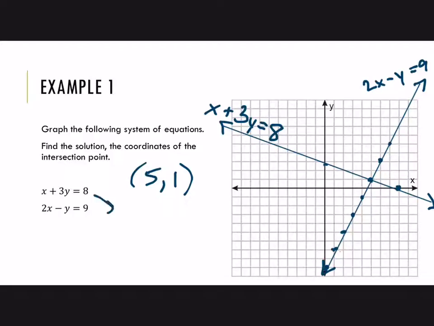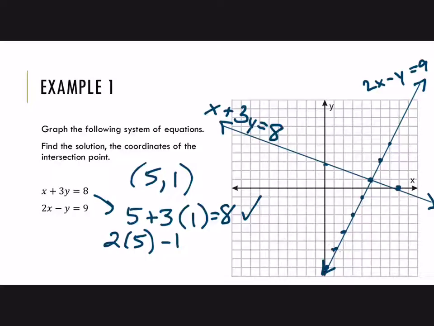So in the first one, to check this one, I would have 5 substituted for x, 1 in place of y, and then we see that that does equal 8. And in the second one, we have 2 times 5 minus 1. Okay, 10 minus 1 is 9. So that checks out as well. All right, so that is the solution to the system of equations.